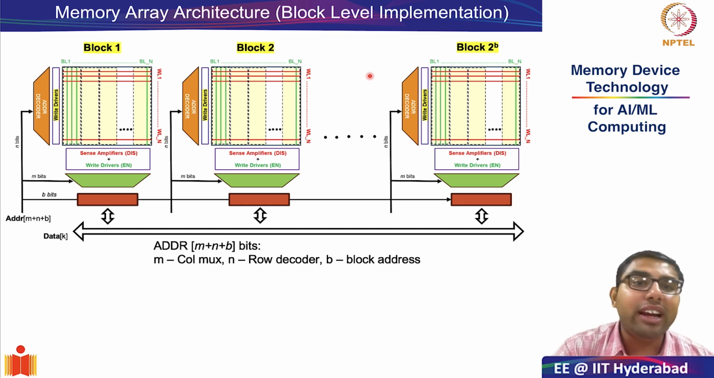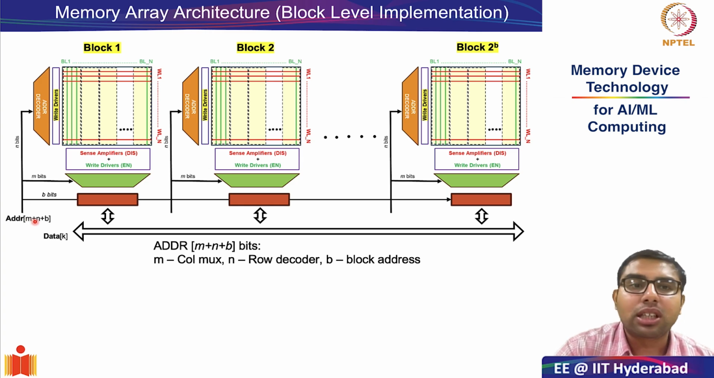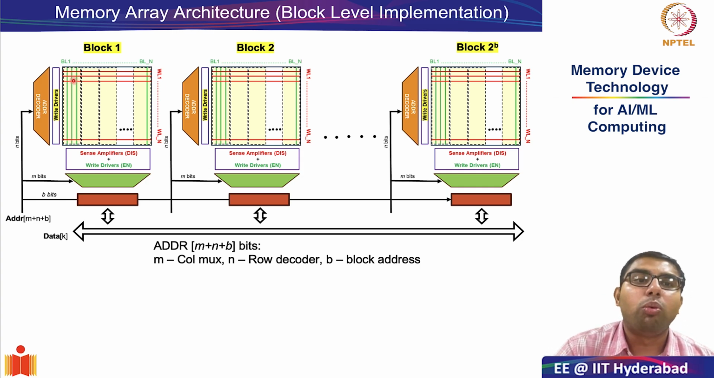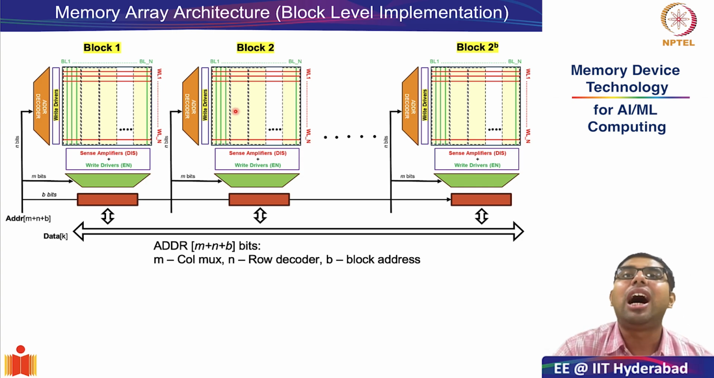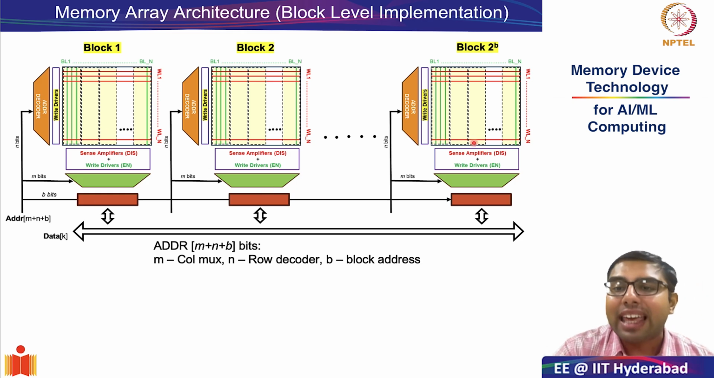So how does read or write access happen in this kind of architecture? It is very simple. The m plus n bits are supplied to each of the blocks' row decoder and column mux. So in essence, within all the blocks, the same word lines and bit lines are being selected. Each of them gives out k bits of data.